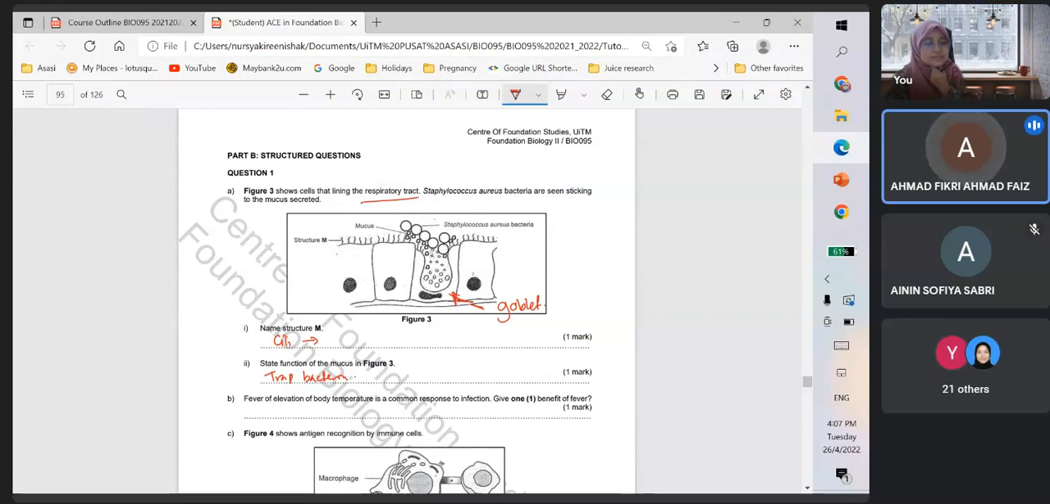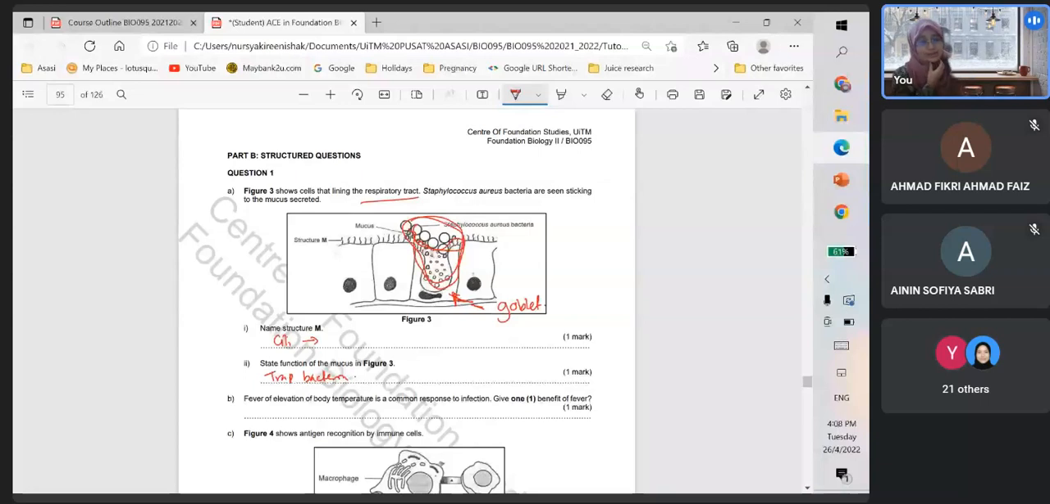Cilia contract. What? The mucus has trapped the bacteria, right? So does it remain in your respiratory tract? It can't, right? So that is the function of the cilia, to swipe the mucus containing the contaminant upward so that it enters into the glottis and then into your digestive tract, which is it enters into your esophagus. Your respiratory tract has the trachea, and behind it is the esophagus.